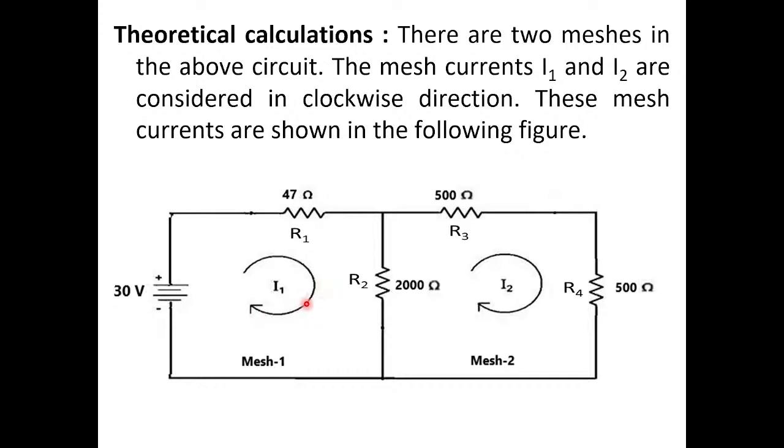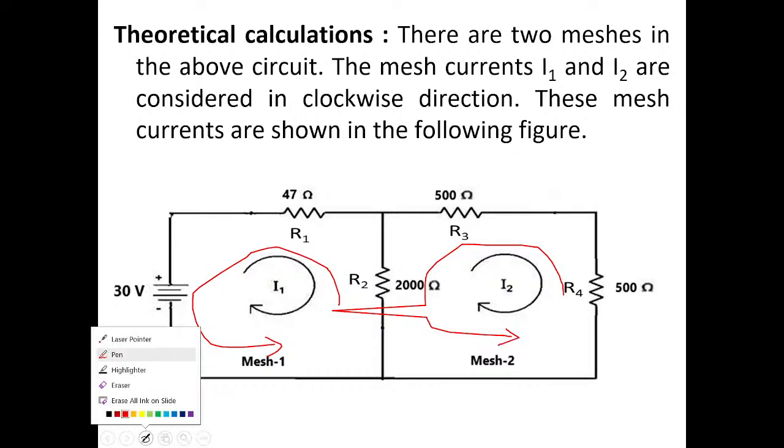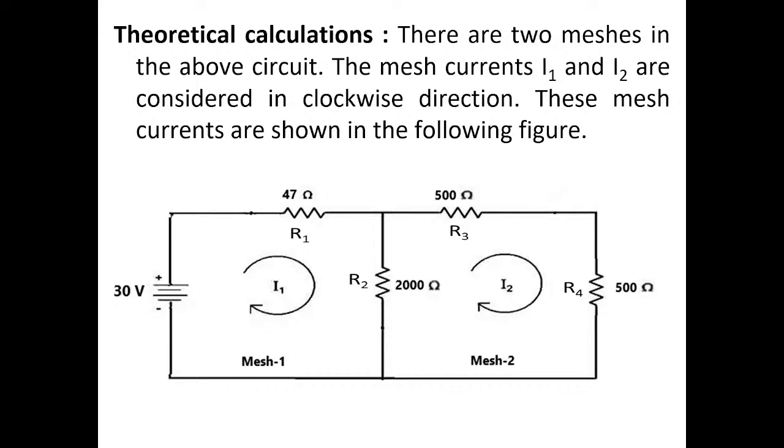If you don't want clockwise, you can assume anti-clockwise, and you can draw it. Both currents you can assume anti-clockwise. It doesn't matter. Whatever current direction you assume, according to that you have to write the loop equations, the Kirchhoff law equations.